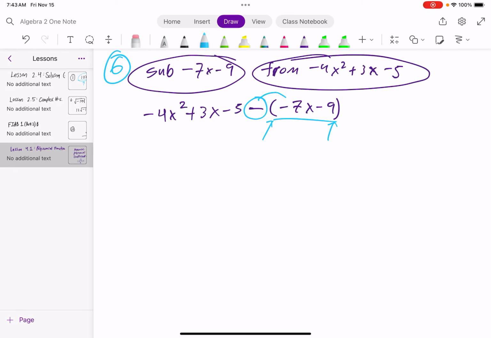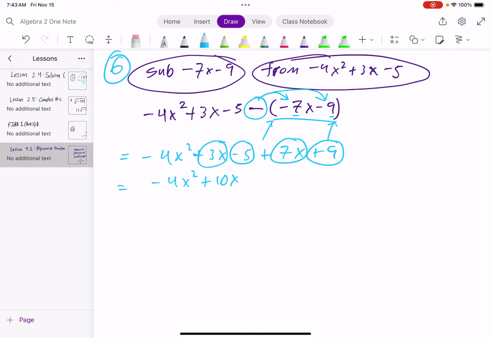So I need to distribute that negative because it's subtraction. See that? Then you have negative 4x squared, right? Because the signs flip when you're subtracting. It's going to flip for that 7 and 9. There you have it. All right, we have a plus 3 and a plus 7. Minus 5 plus 9. That's it.